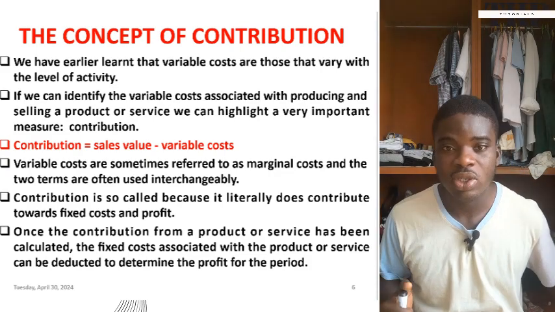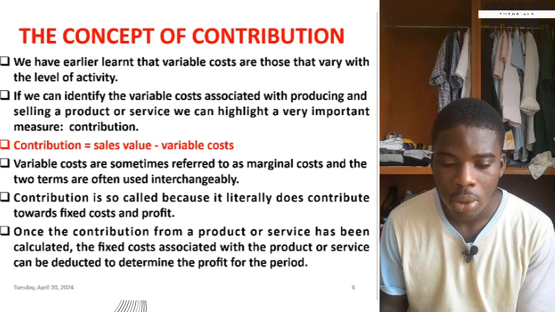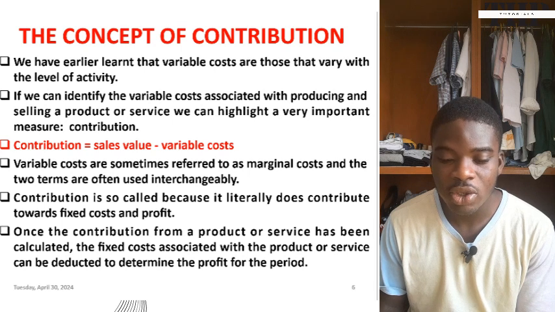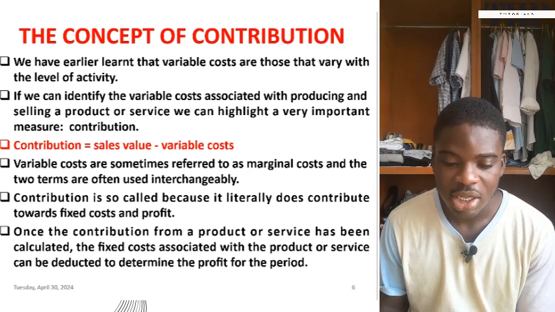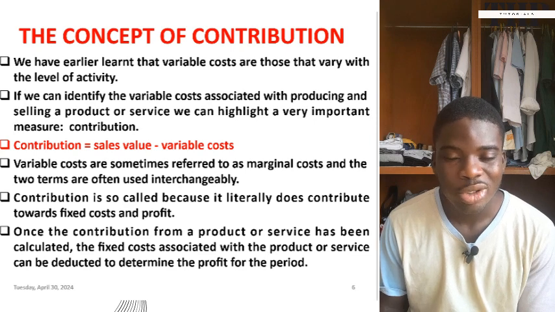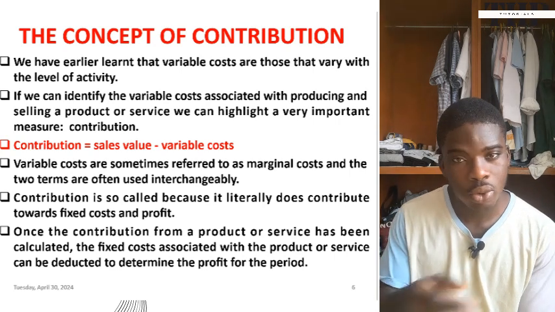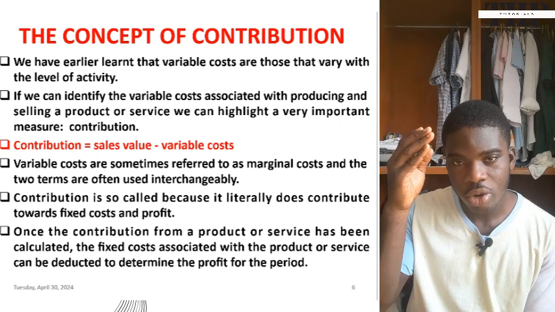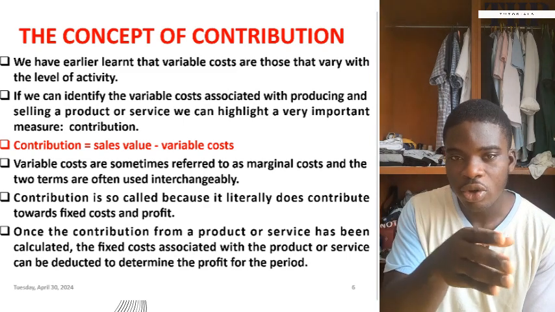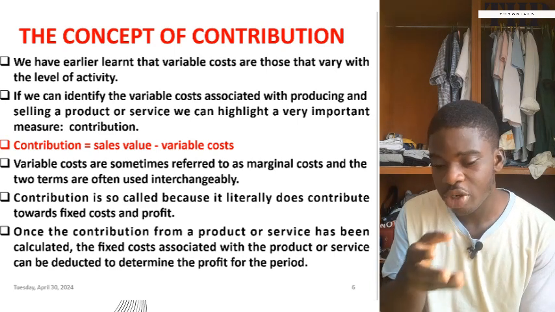You always see it in the questions. That's what I read: once the contribution from a product or service has been calculated, the fixed cost associated with the product or service can be deducted to determine the profits for the period. So when you have a contribution, sales revenue minus your variable cost, and you subtract your fixed cost from the contribution, it gives you a profit.